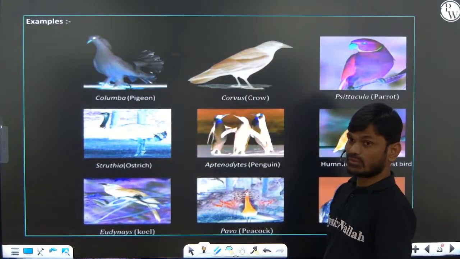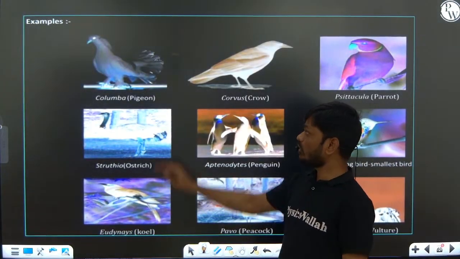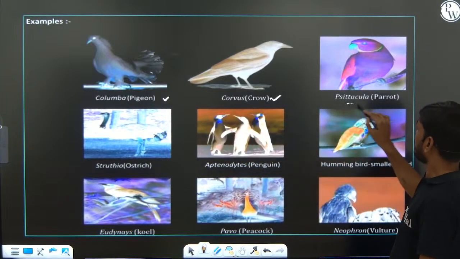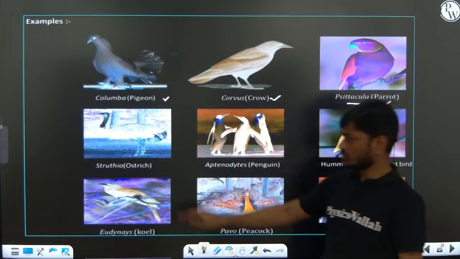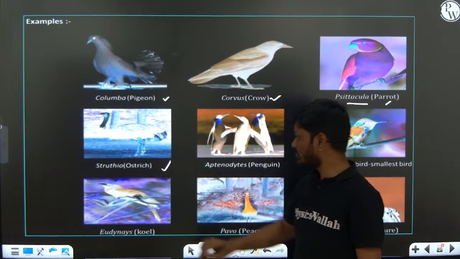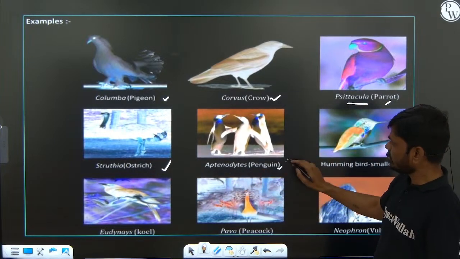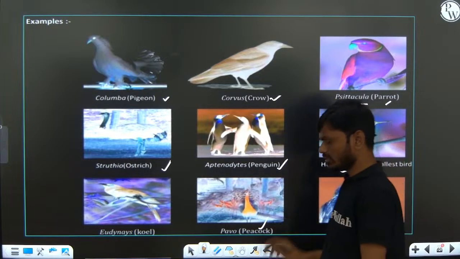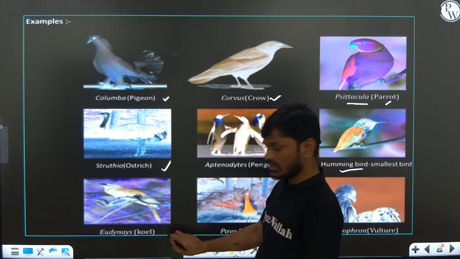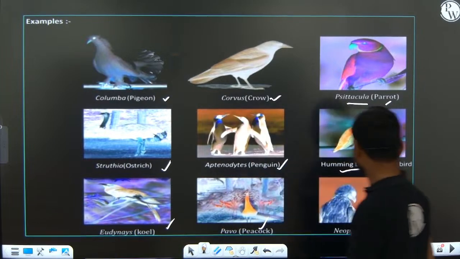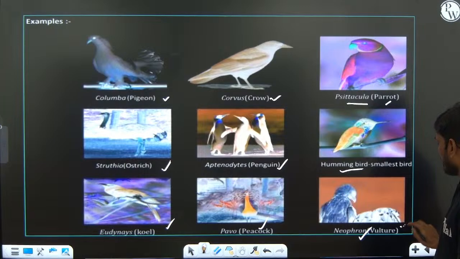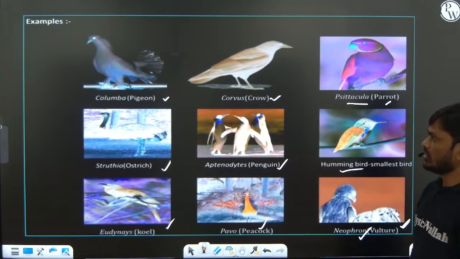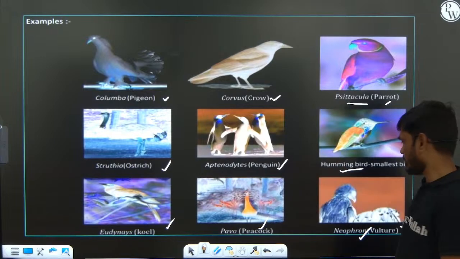So these are examples you should remember. Very important. Columba, commonly called pigeon. Corvus, crow. Psittacula, parrot. Struthio, ostrich, flightless bird. Aptenodytes, penguin, flightless bird. Hummingbird is not given. Pavo cristatus, peacock. Quail is also not given in NCERT. Neophron, very important, vulture. So these are the examples given in NCERT. Common name and scientific name are also important.